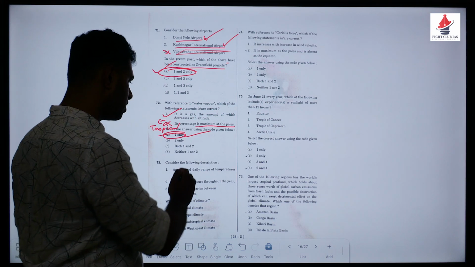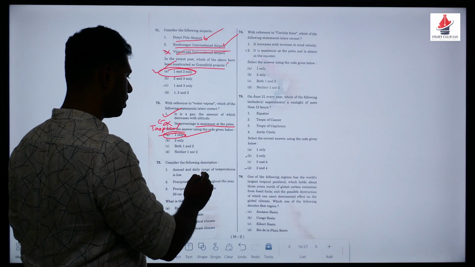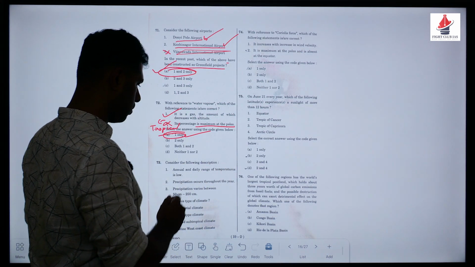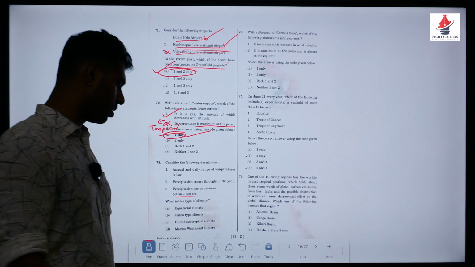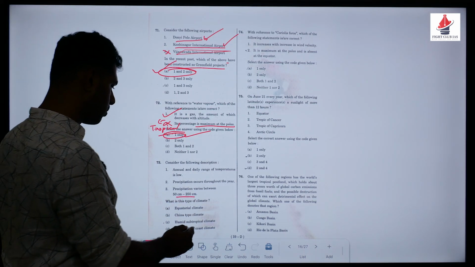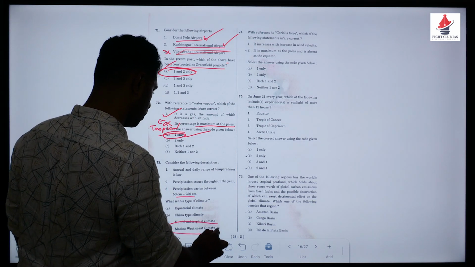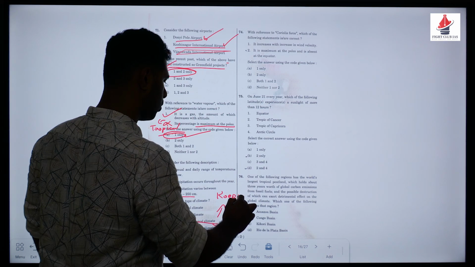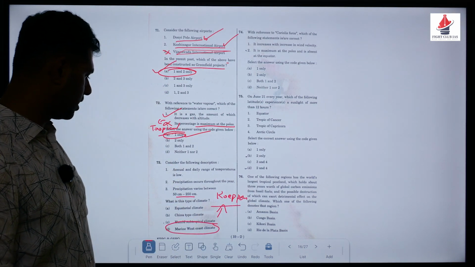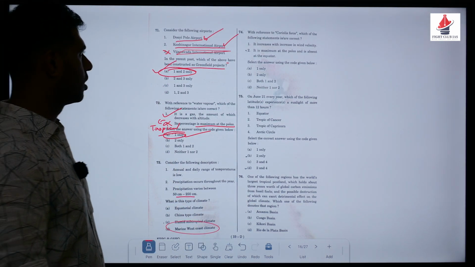Clear? Consider the following descriptions. Annual and daily range of temperatures is low. Precipitation occurs throughout the year. Precipitation varies between 50 to 250 centimeters. So which kind of climate are we speaking about? We are speaking about the marine west coast climate. This is one of the Köppen classifications. It has been taken word for word from your NCERT. Right? The answer is D, marine west coast climate.